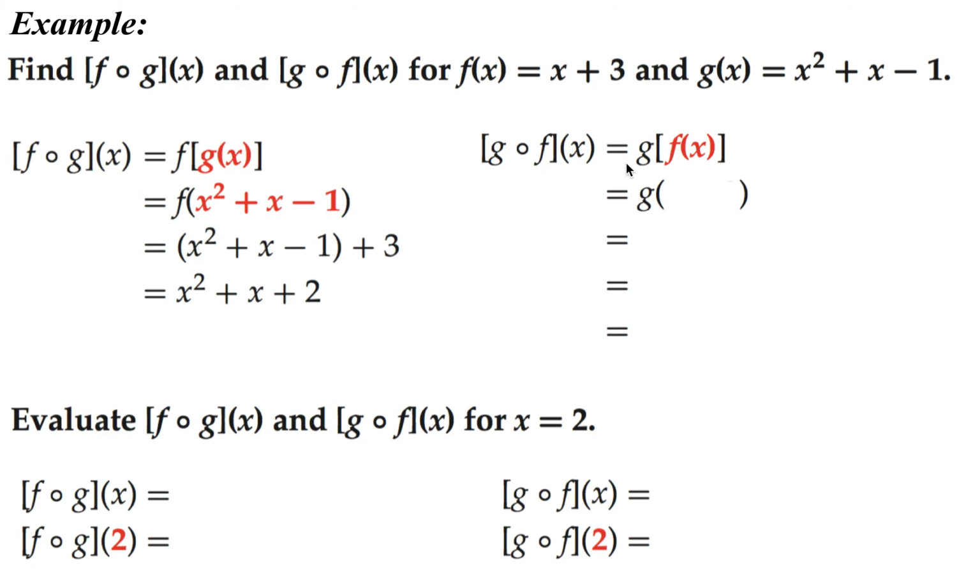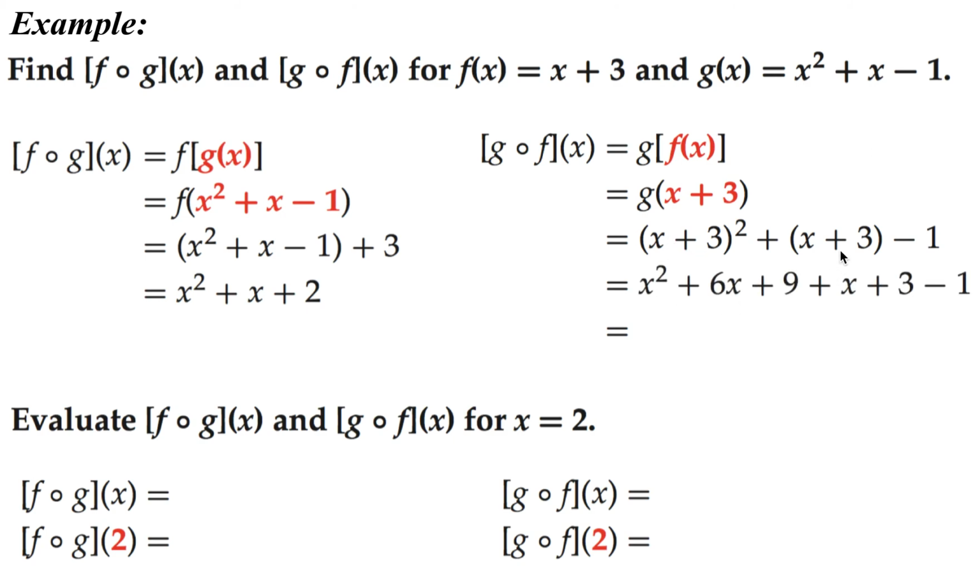Now let's look at g composite f. For this one, we're going to start with the function f and put it into function g. So the function f is x plus 3. Now we're going to put x plus 3 into function g everywhere there's a letter x. So we're going to get x plus 3 quantity squared plus x plus 3 minus 1. Now we have to use FOIL to multiply this out. So you're going to get x squared. Don't forget your outer and inner. It's going to be plus 6x plus 9. And then plus x plus 3 minus 1. Combining your like terms, you end up with x squared plus 7x plus 11. So f composite g is this, g composite f is this, and notice they are not equal.